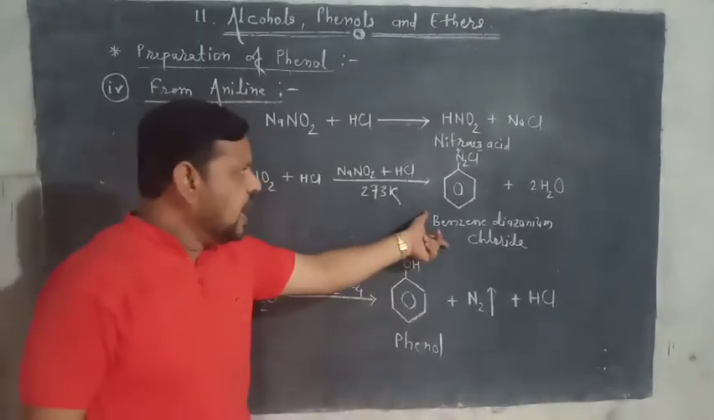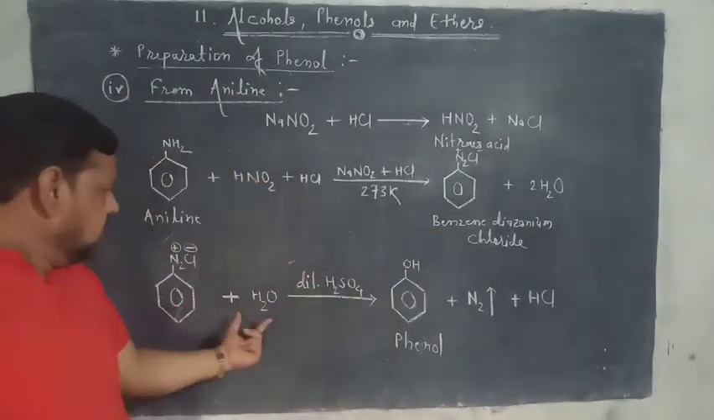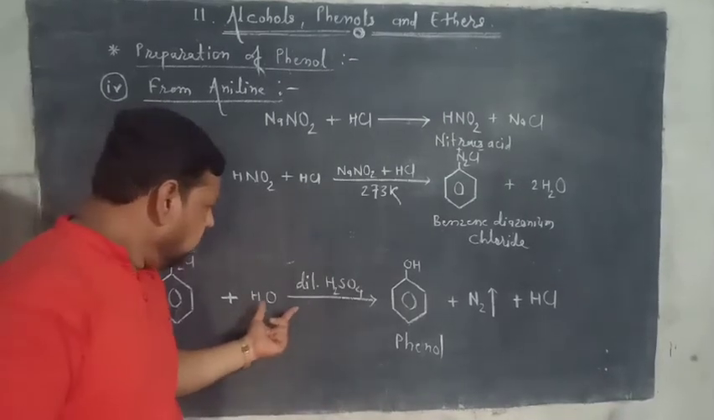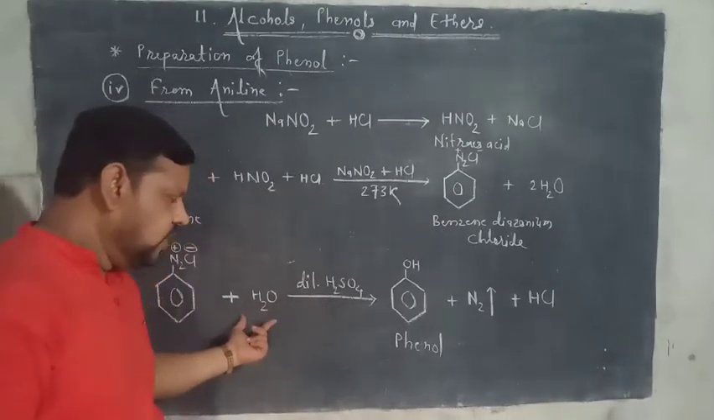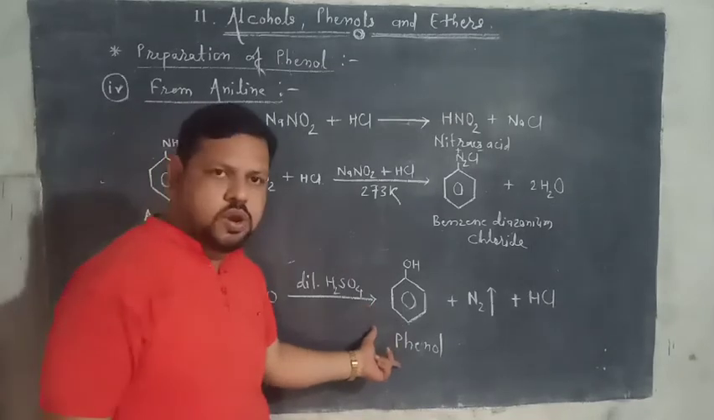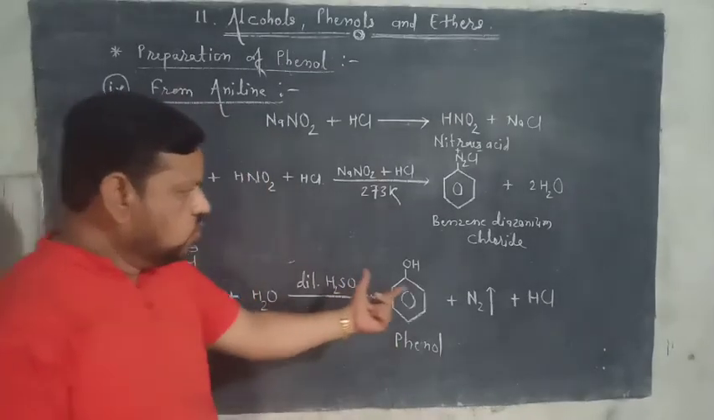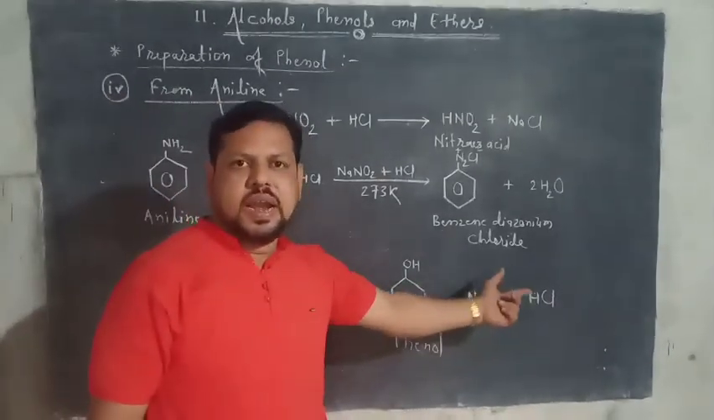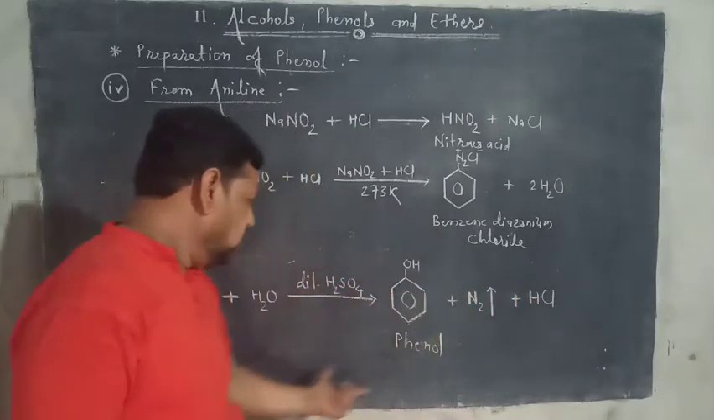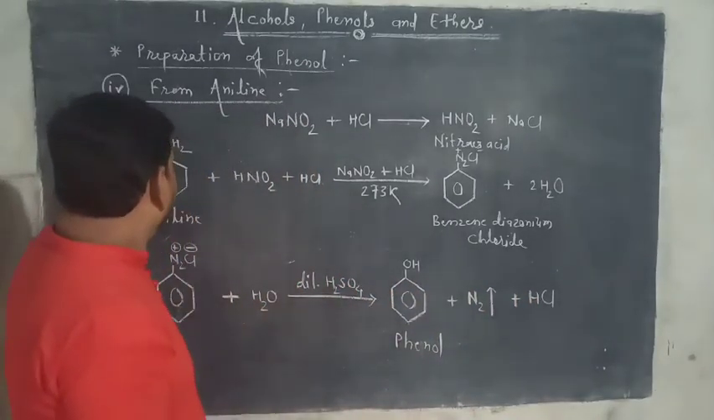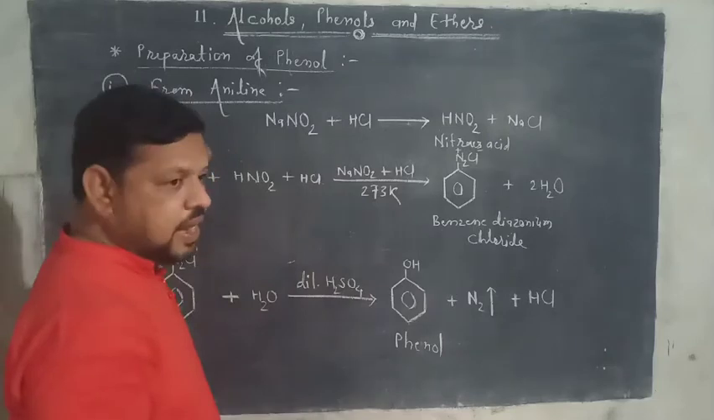This benzene diazonium chloride is hydrolyzed by dilute sulfuric acid, H2SO4, and it gives phenol. In this reaction, nitrogen is liberated and HCl is obtained. In this way, phenol is prepared from aniline.